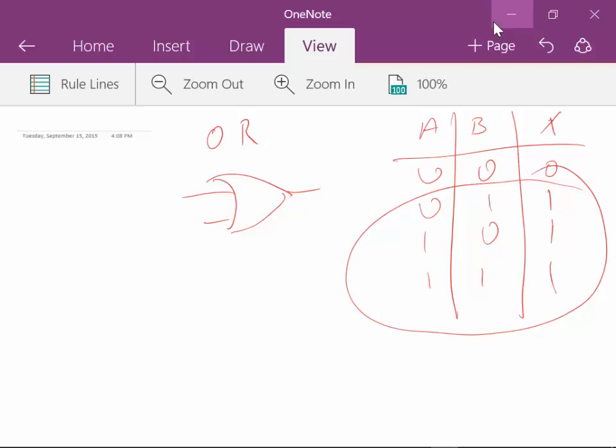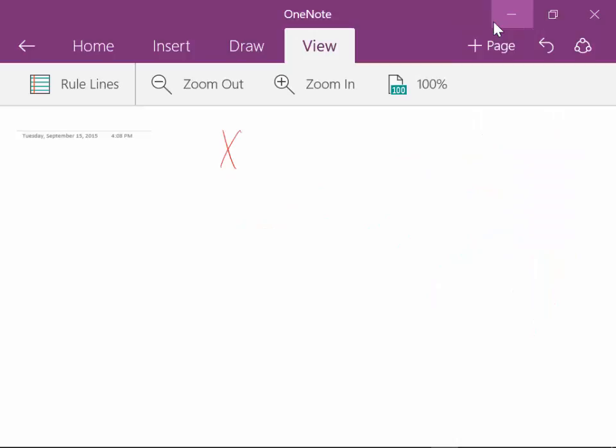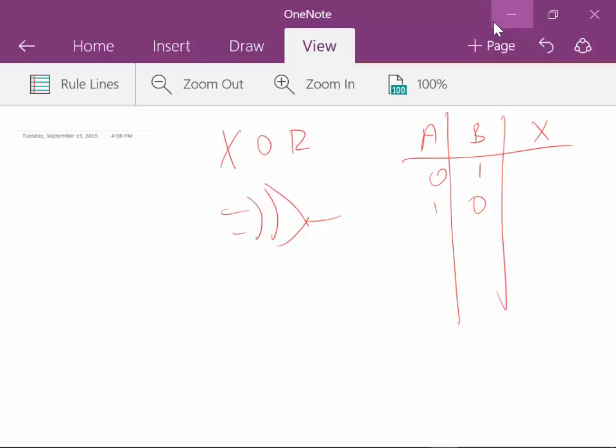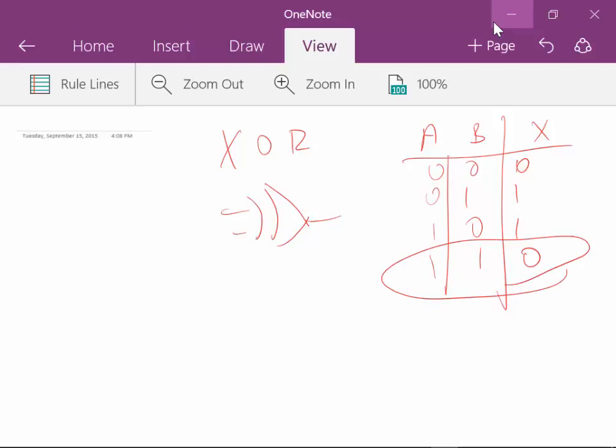So the fourth gate I'm going to talk about is the XOR gate. The XOR gate, right there, A, B, X. And I messed up. I forgot 0, 0. Right there. This one is different because the output is high if A or B are high, but not both. Right there.